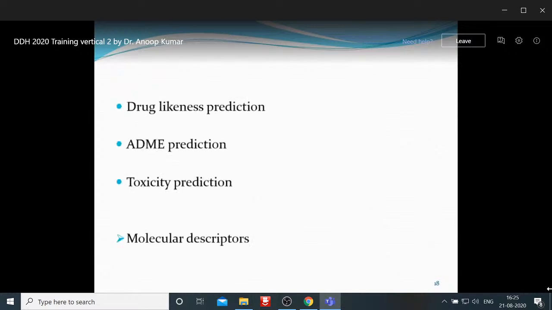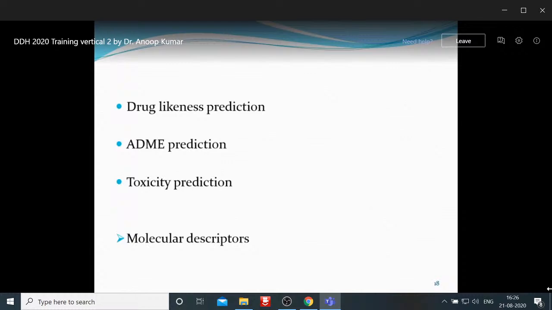So all these properties, drug likeness that I mentioned, we can predict by using free web servers; some are also available commercially. We can predict drug likeness, ADME, and toxicity, and all these predictions depend upon the calculation of molecular descriptors. Every molecule has different descriptors. To give a simple example, molecular weight is one of the descriptors of a molecule. Log P value is also one of the descriptors of the molecule. On that basis, you can make a prediction.